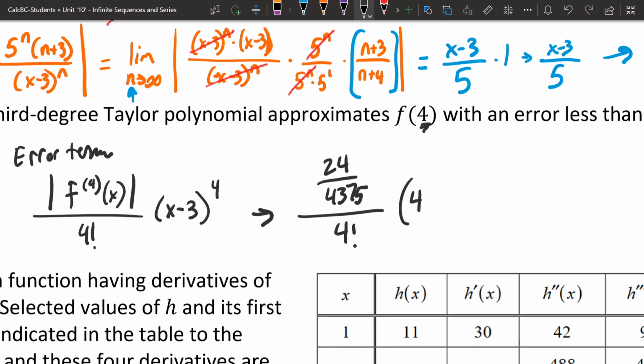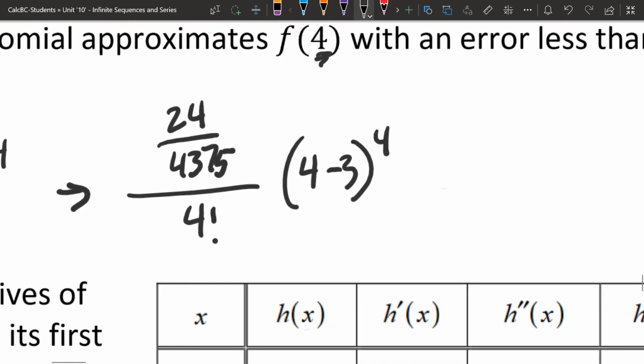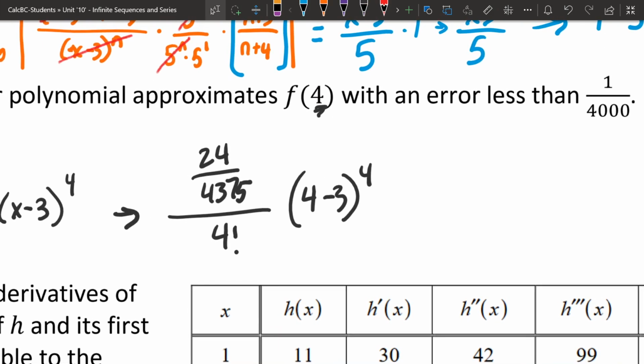All right, we're looking for f of 4 minus 3 to the 4th power. And let's see what we can do with that. 4 minus 3 is just 1, to the 4th power is still just 1. We don't need that. 4 factorial is 24. Those go away.